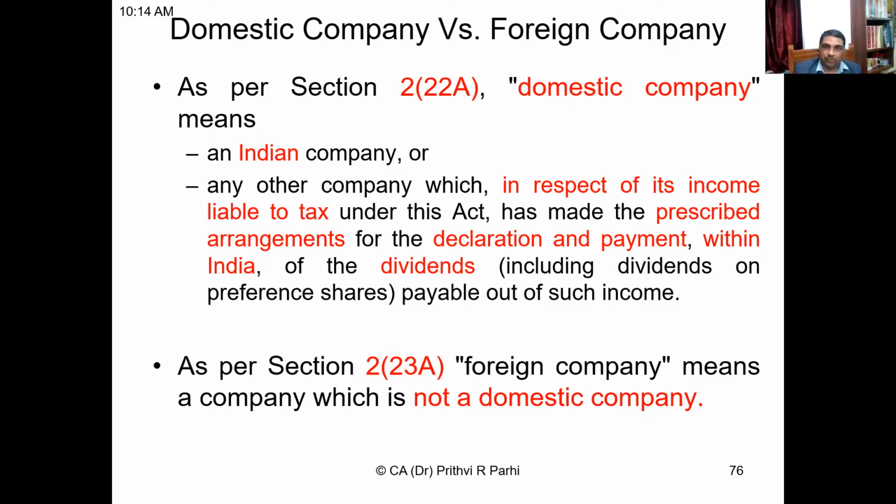Now, what I showed you, the same thing, if you see section 2(22A), it has been explained. Domestic company means an Indian company or any other company which, in respect of its income liable to tax under this Act, has made the prescribed arrangement for declaration of payment within India of dividends, including dividends on preference shares, payable out of such income. And what is a foreign company? It means a company which is not a domestic company. Section 2, clause 22A and clause 23A explain the meaning of domestic company and foreign company. You may refer to these two provisions in the Income Tax Act.